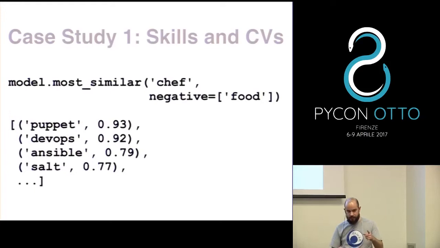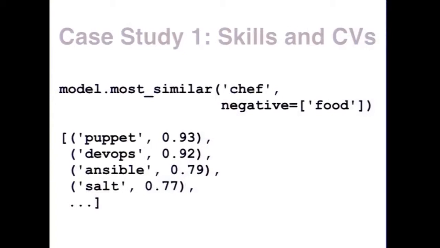You have vectors. You take the vector for chef, learned from your training data. You remove the vector for food. You end up with a vector which is close to these ones. So there's a new vector that you don't have in your vocabulary, but that vector will be very close to Puppet, DevOps, and Ansible.